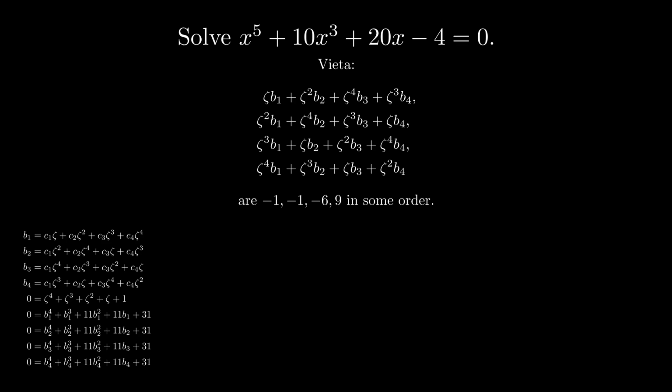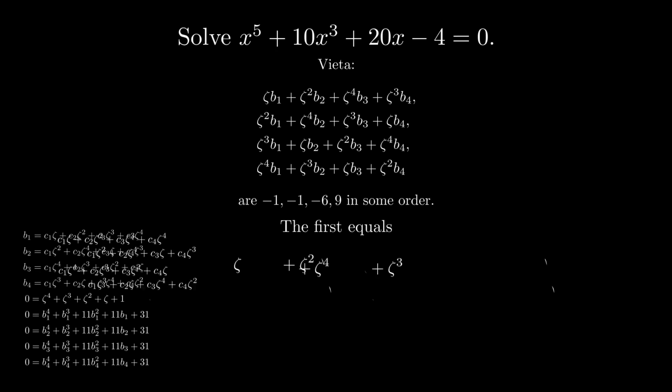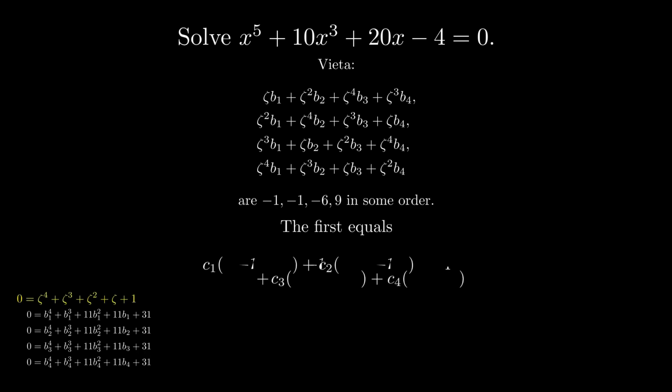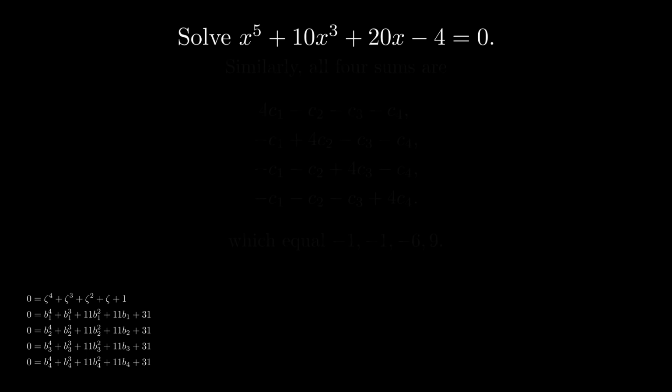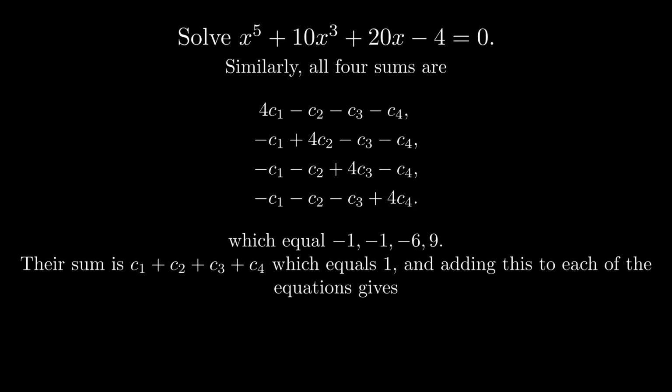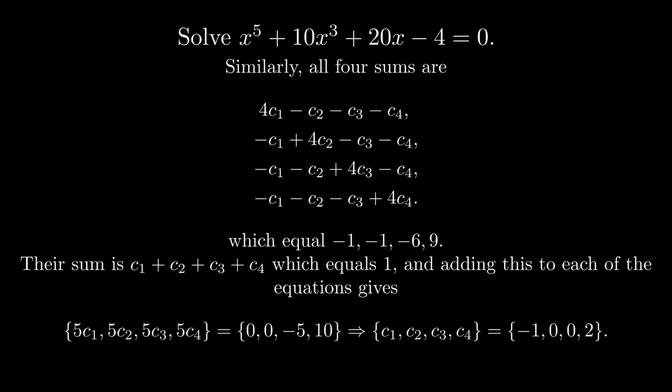And these are expressions in the CI, since the BIs are, so plugging them in and expanding everything out, and factoring out each coefficient, we end with 4C4 minus C1 minus C2 minus C3. And so we collect the 4 expressions, 4 times 1 CI minus each of the others. To solve this, we add them to get C1 plus C2 plus C3 plus C4 equals 1. Then taking that and adding to each of the original equations gives 5C1 through C4 are 0, 0, -5, and 10, or C1 through C4 are 0, 0, -1, and 2.